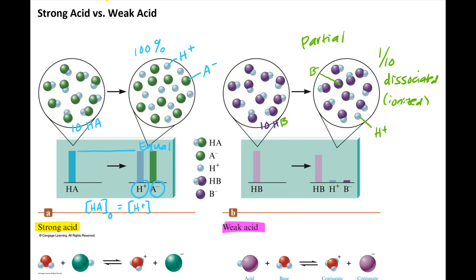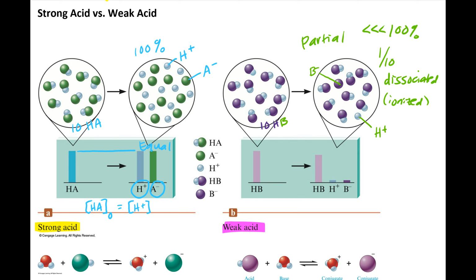Okay, definitely less than 100% has dissociated, and that is by definition what a weak acid is. Less than 100% of the acid is dissociating. Okay? So strong is 100%, weak is less than 100%.